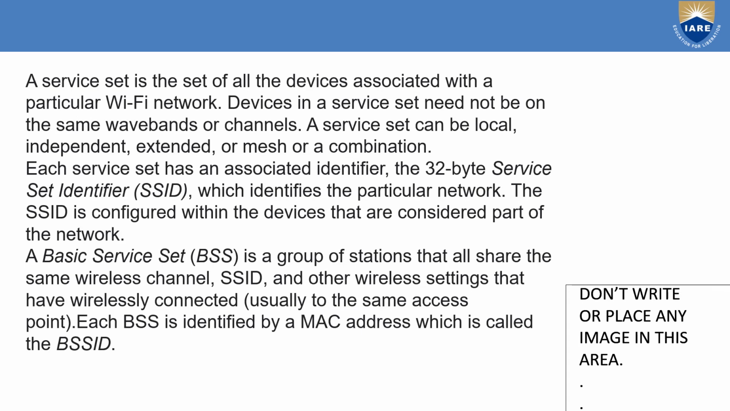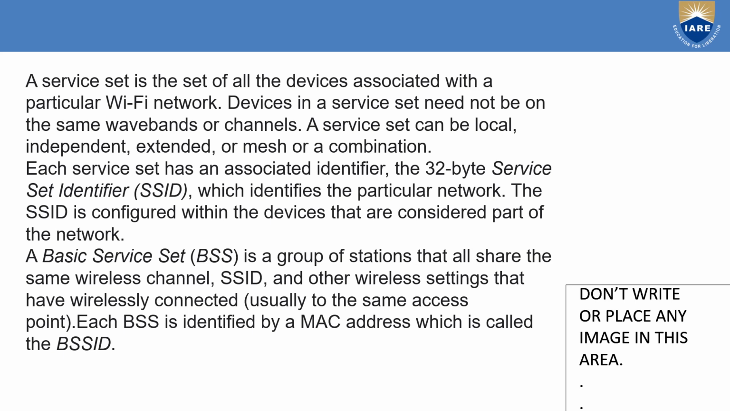A service set is the set of all the devices associated with a particular Wi-Fi network. Devices in a service set need not be on the same wavebands or channels. A service set can be local, independent, extended, or mesh, or a combination. Each service set has an associated identifier. The 32-byte service set identifier, SSID, which identifies the particular network. The SSID is configured within the devices that are considered part of the network.